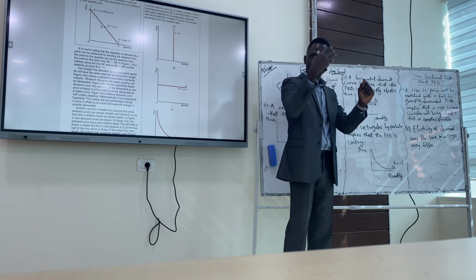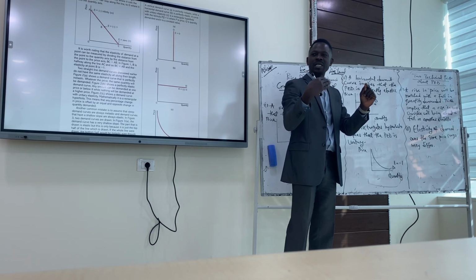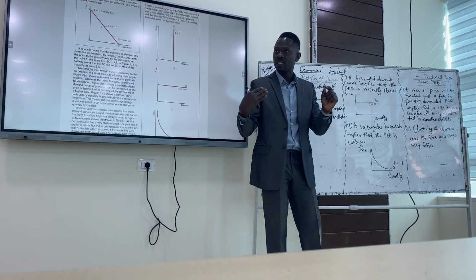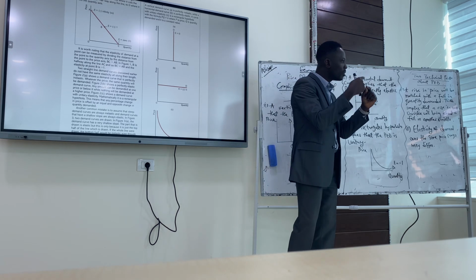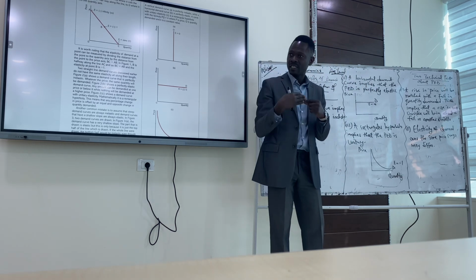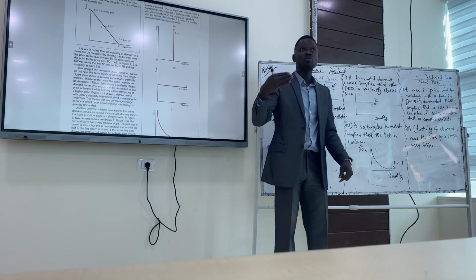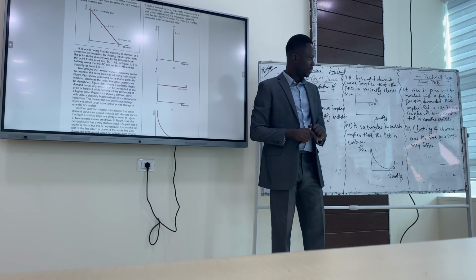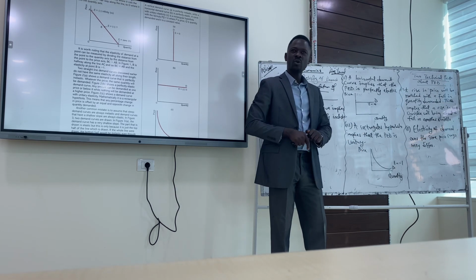So just put it this way. The opposite of inelastic is elastic, right? Then perfectly elastic should be the opposite of perfectly inelastic. So if perfectly inelastic is 0, then perfectly elastic will be infinity. You get it now? Any other question?